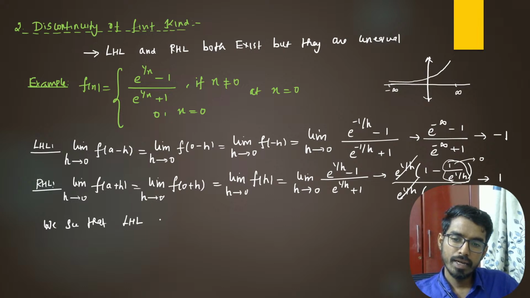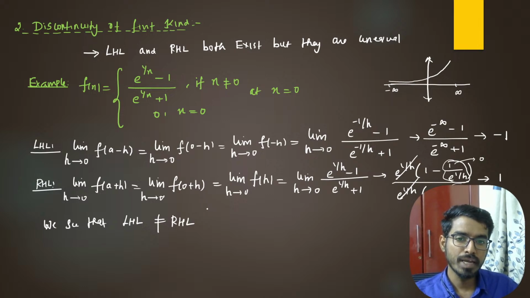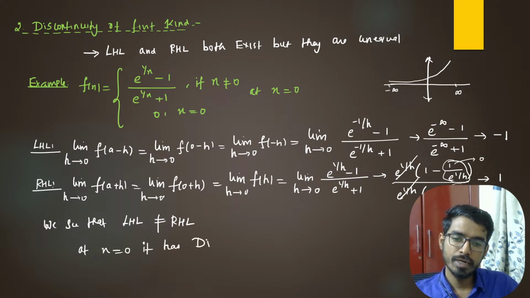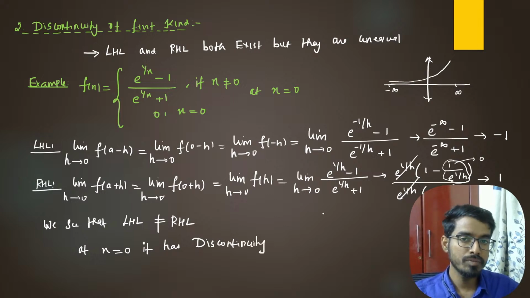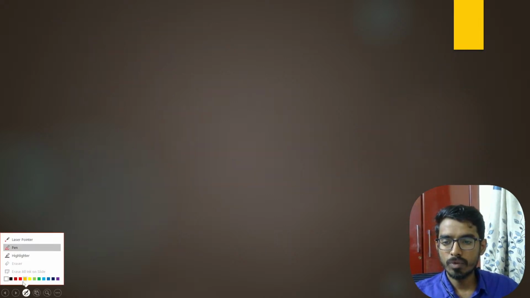We see that LHL is not equal to RHL, but both exist and are finite. Both exist and are finite, but they are not equal. So that means at x is equal to 0, it has discontinuity of first kind. See, it is discontinuous only because the limit itself does not exist. Limiting value has to be equal to function value. Here, the limit itself does not exist because LHL and RHL are not equal. The limit does not exist means it is not continuous also. So at x is equal to 0, it has discontinuity of first kind, right? So we'll move on to the third one, discontinuity of second kind.